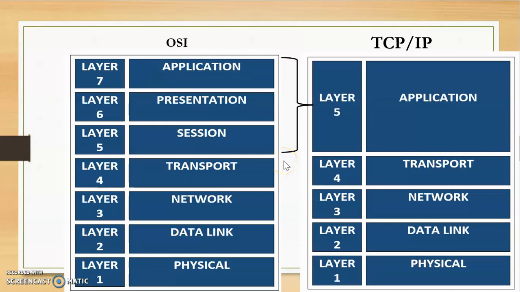Now as discussed in the previous videos, we know that the OSI model has 7 layers and TCP/IP has 5 layers. That is, the application, presentation and session layer of the OSI model is combined as one layer in TCP/IP. So now let us discuss the protocols in these layers.